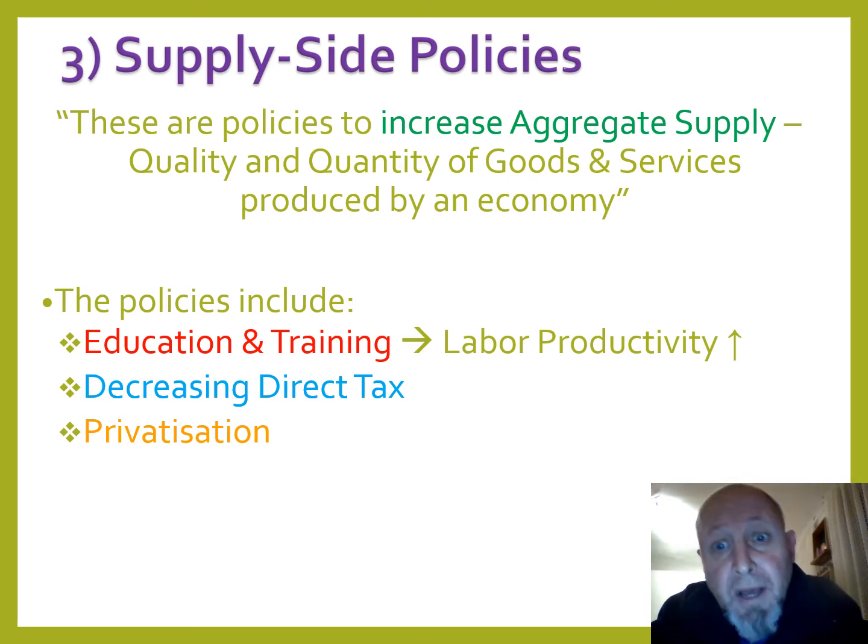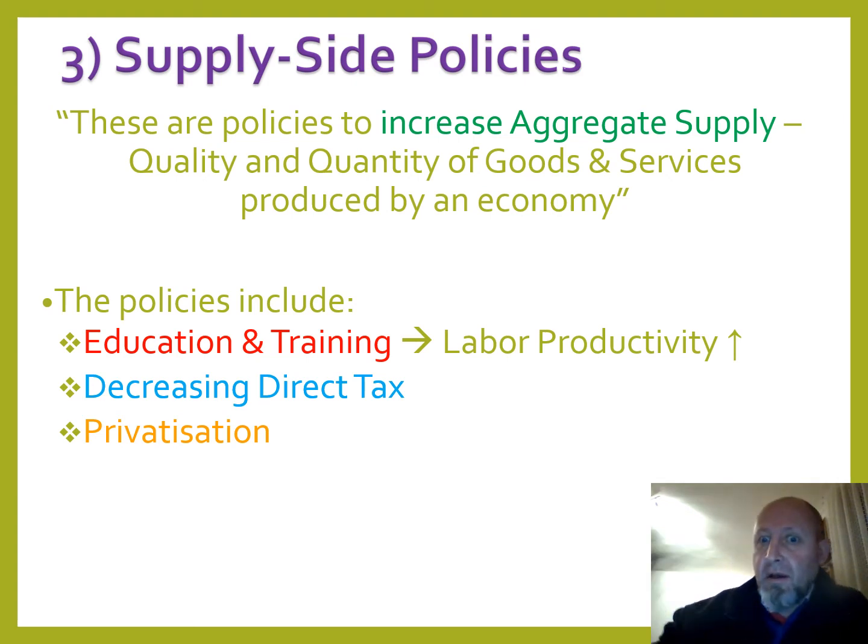All right, so supply side policies, what are they? Well, we saw on the PPC the shift outward could be a result of higher productivity of the nation, which could be achieved by investing in schools and universities and better roads, and our economy would be able to supply the goods and services needed. So these are policies to increase aggregate supply. In other words, it's the quality and the quantity of goods and services produced by an economy.